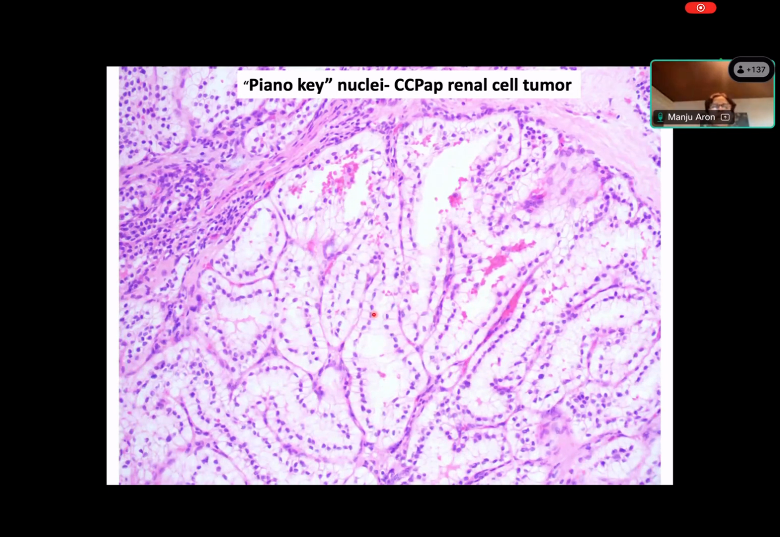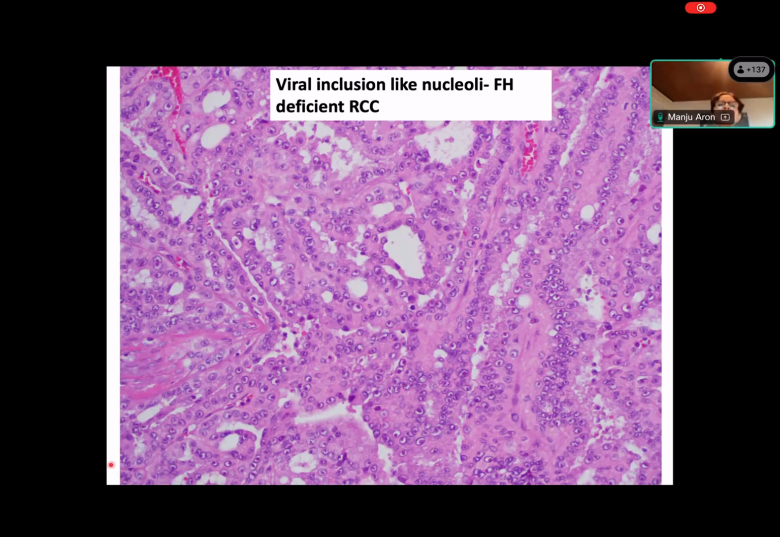An example of the typical piano key appearance, where the nuclei are away from the basement membrane. This is the characteristic morphological feature that is associated with clear cell papillary renal cell tumor. And then here, just to show you these really prominent viral inclusion-like nuclei. Again, I'm trying to get the pointer, but you can see it here in the center. This big, almost like CMV inclusions. They look like big eosinophilic nuclei that you see in FH-deficient renal cell carcinomas.